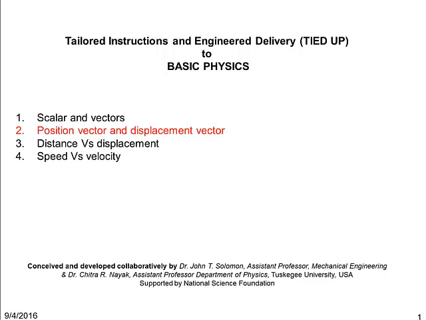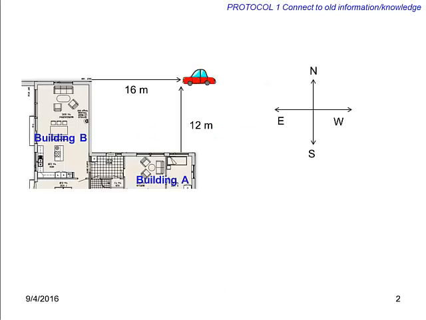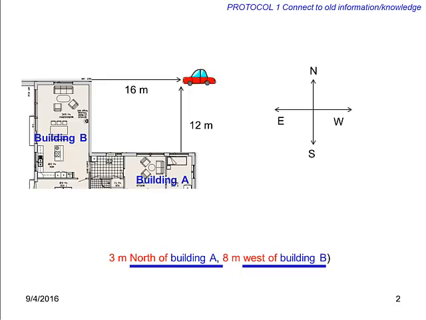Hello and welcome back. In this video, the concepts position vector and displacement vector are reviewed. Consider the example discussed earlier. We have seen that the location of this car can be accurately represented by two numerals and two directions, and we realize that this is a vector quantity.